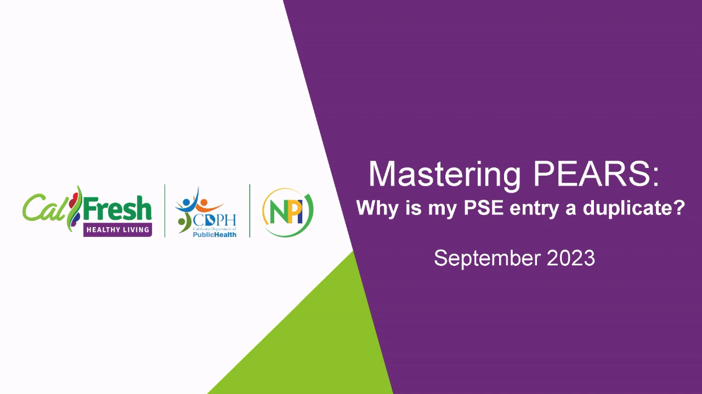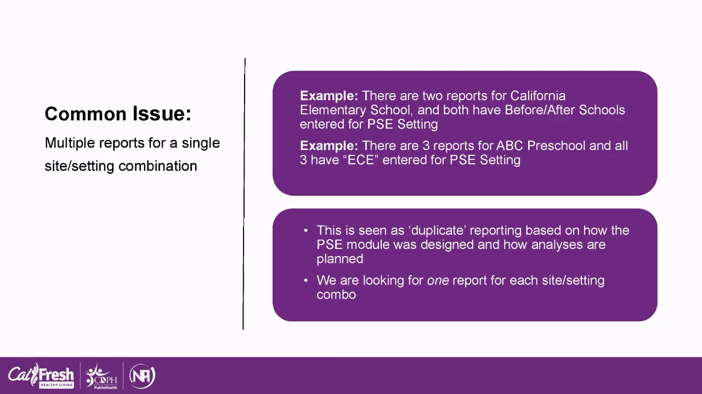In this video, we'll be addressing a really common reason why your PSE entry might get flagged as a duplicate. So, the common issue we'll be addressing in this session is creating multiple reports for a single site setting combination, when, in fact, each distinct site and setting combination should have only one entry. This practice is a product of how the PSE module was designed and how analyses are planned.